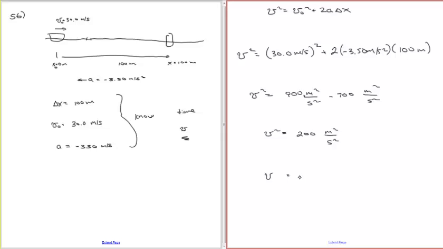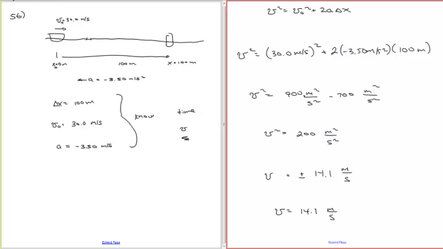We take the square root, and so you get theoretically plus or minus 14.1 meters per second. So you take the square root of 200, you get plus or minus 14.1. You take the square root of meters squared per second squared, so you just get meters per second. It's going to be positive for the reasons we just talked about. So the actual answer is just the positive part, 14.1 meters per second.